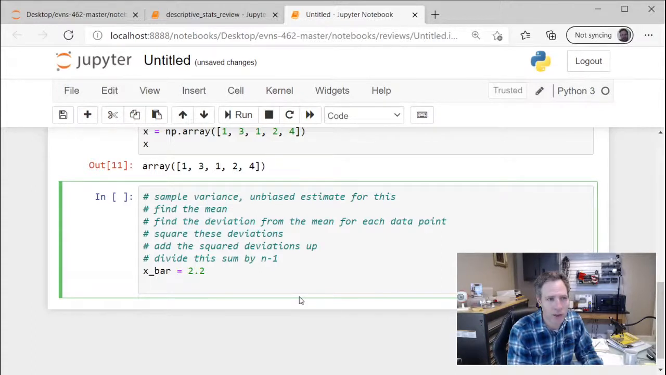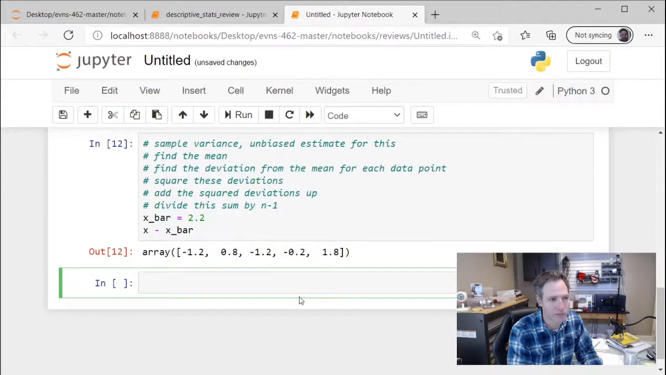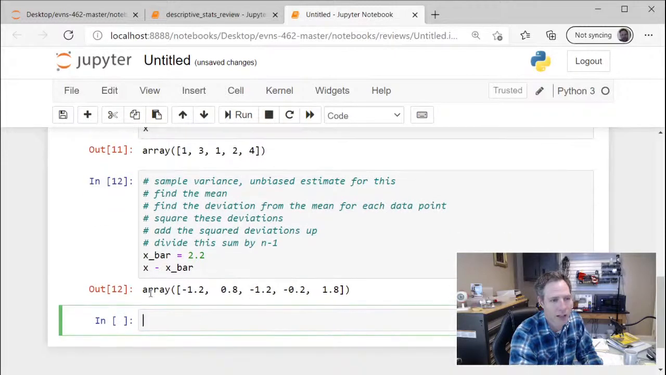All right, so the next step, we found the mean. We added 1, 3, 1, 2, and 4 and divided by 5. The mean's 2.2. Find the deviation from the mean for each data point. All right, so this would be x minus x bar. I'm going to print it out here. So what is x minus x bar? It's taking each value in this data set and subtracting off 2.2. 1 minus 2.2 is negative 1.2.